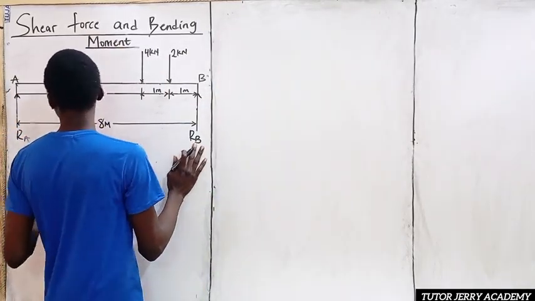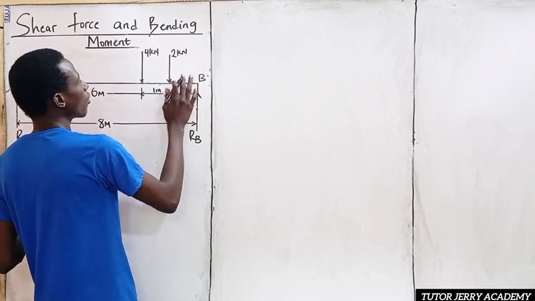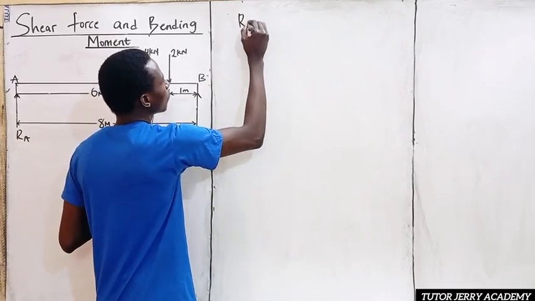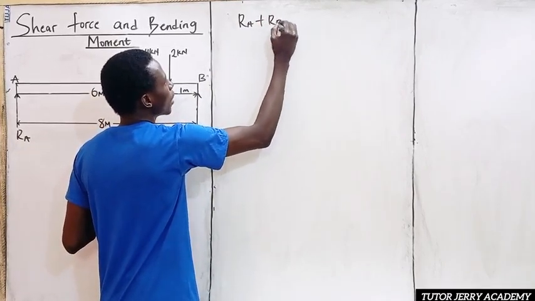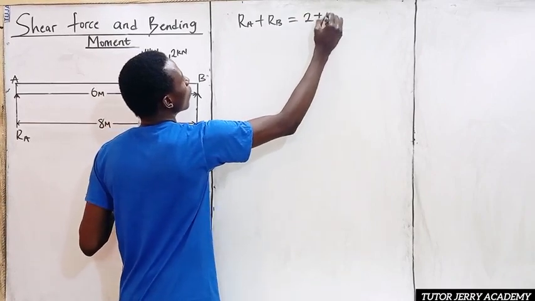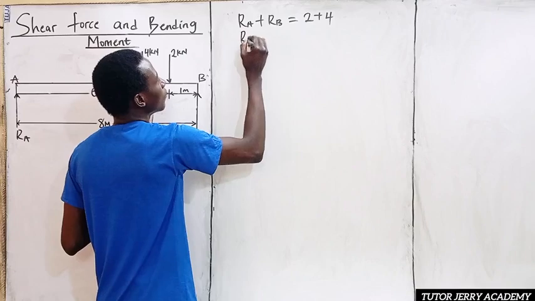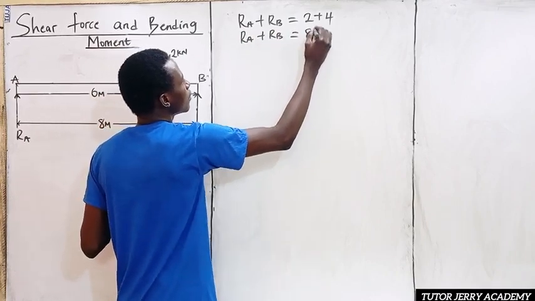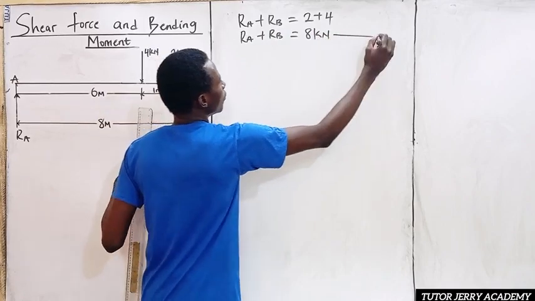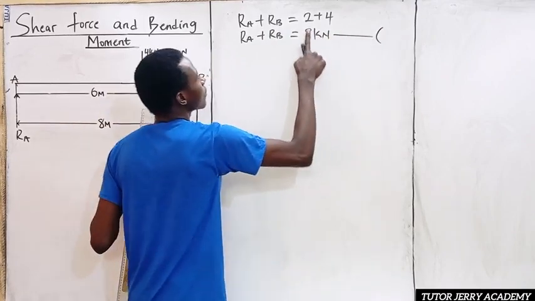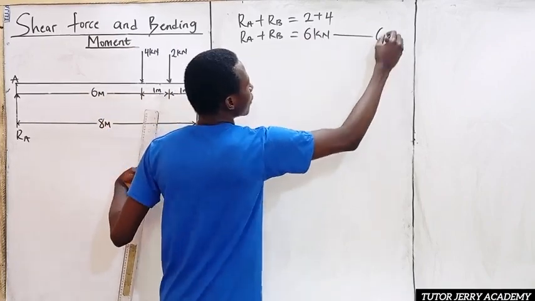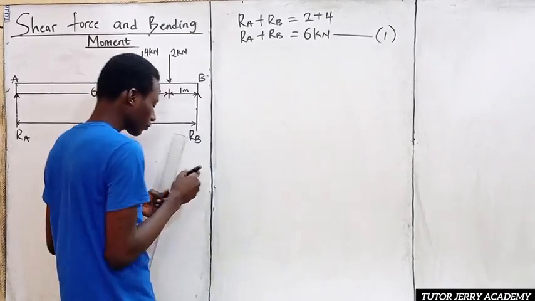So RA plus RB will be equal to 2 plus 4. So RA plus RB will be equal to 6 kilonewton. Sorry for that. This is equation 1.